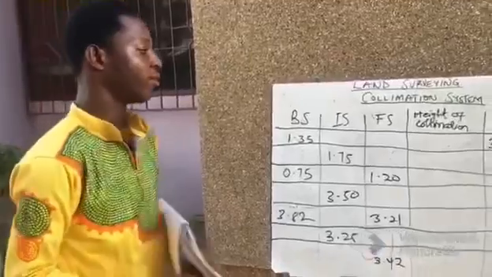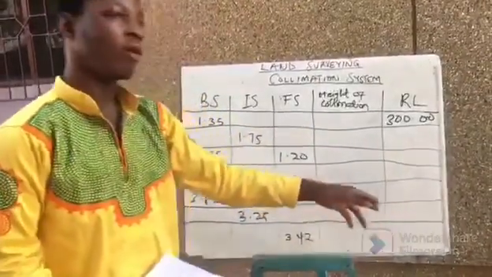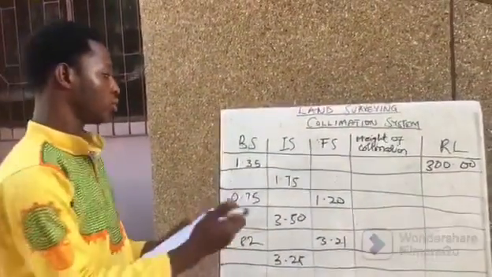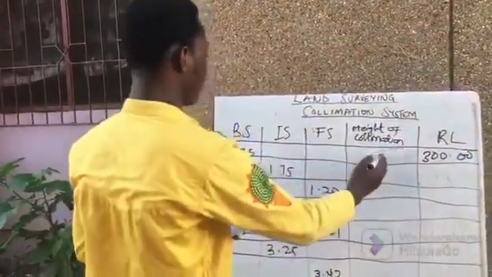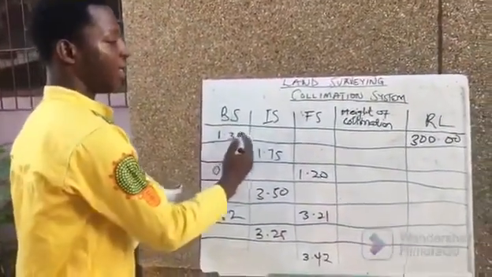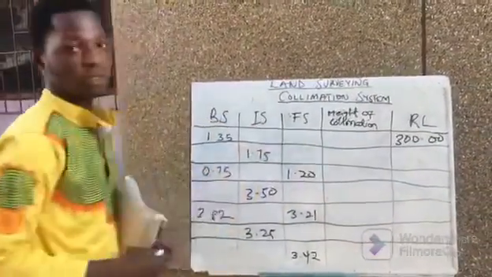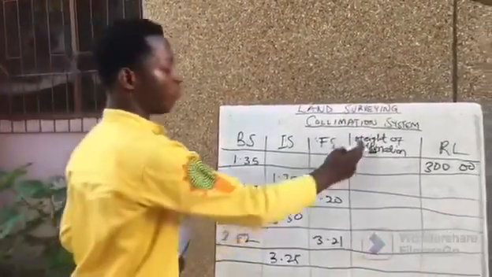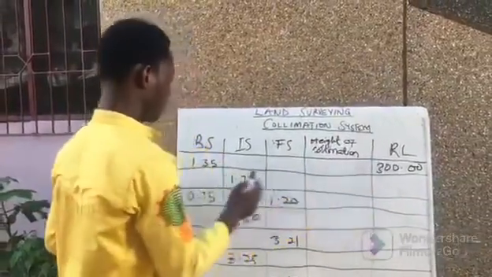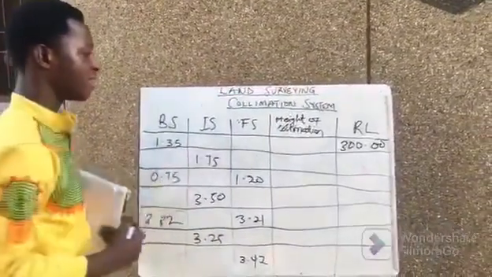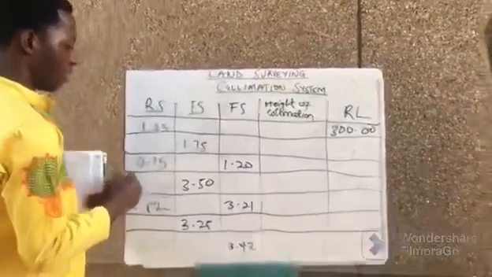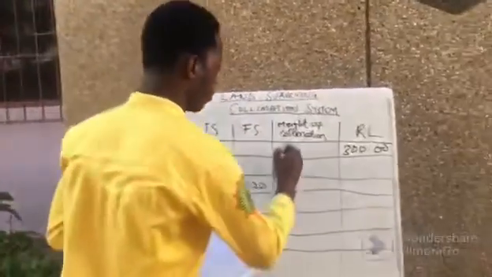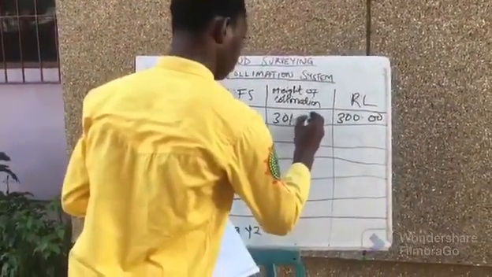So with this, we can find the reduced level of each point and the height of collimation. To find the height of collimation, you have to add the reduced level plus the backsight. So for the first height of collimation, it will be 1.35 plus 300.00, which will give you 301.35.